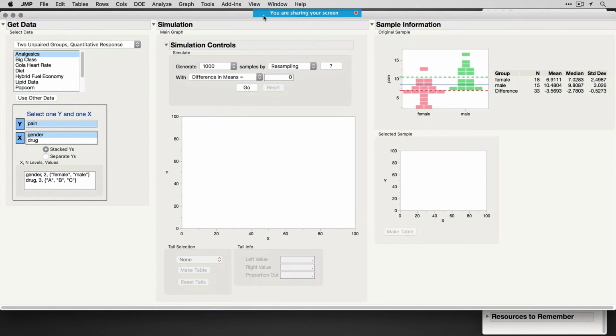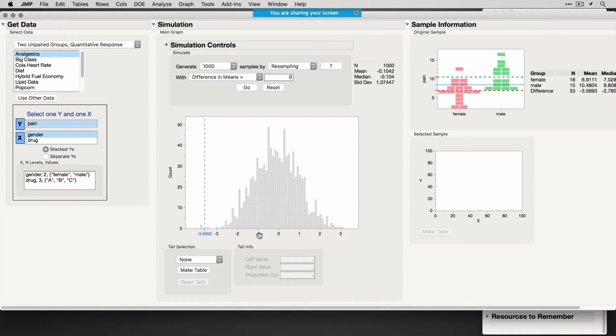The way this starts off is by showing us the original sample and the means of the two groups. So there's actually a difference in reported pain. Men are reporting more pain than women in this sample, so a difference of 3.5693 is the difference between those groups. But what would happen if we were to resample or permute the labels of our observations, that is, reassign whether people are male or female, then recalculate that difference, and we were to do that 1,000 times?